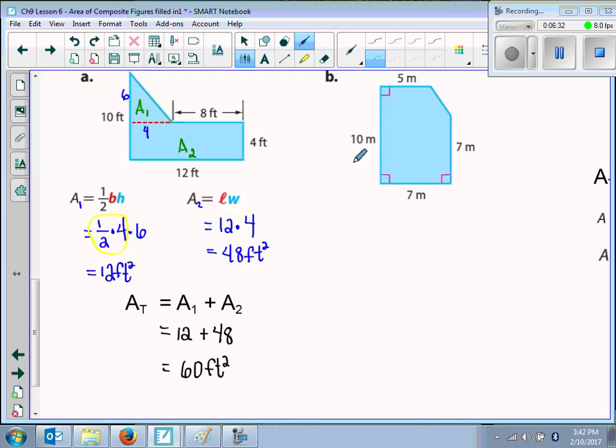Very good, feet squared. So how about the next one? How would you break this one up? So here is how we're going to break it up.